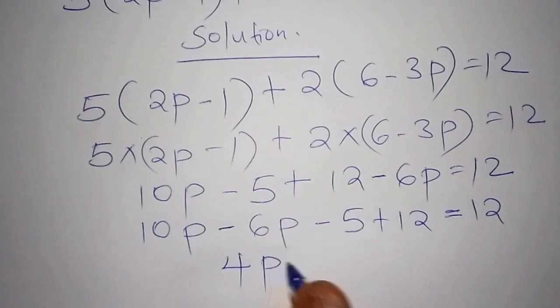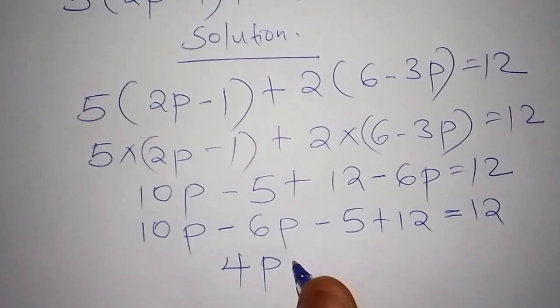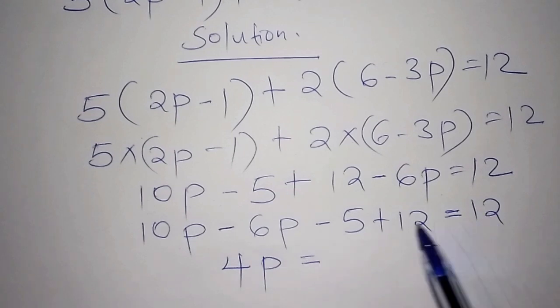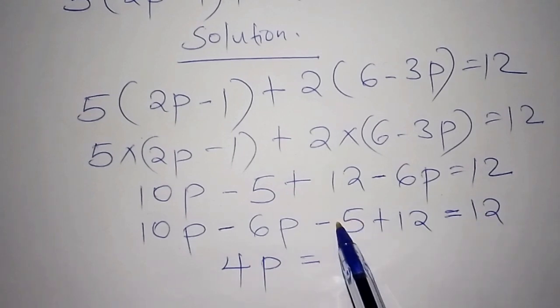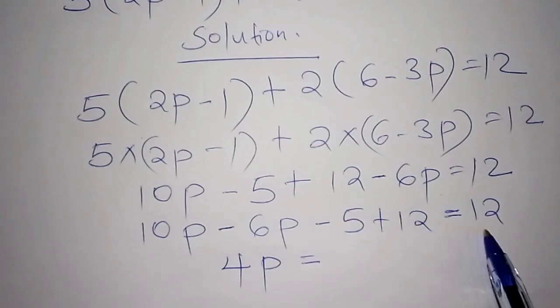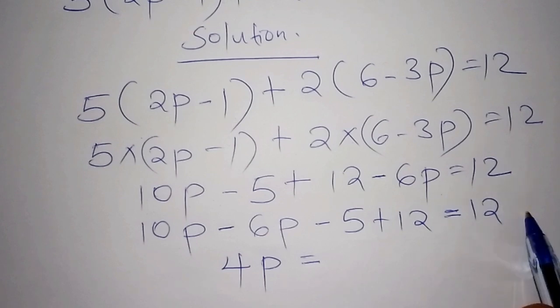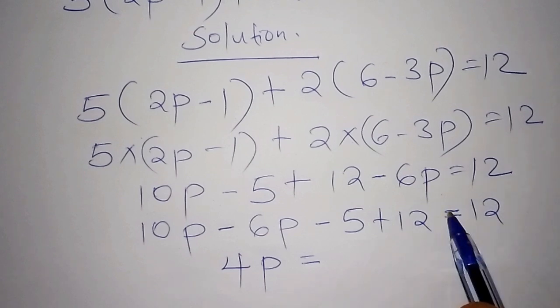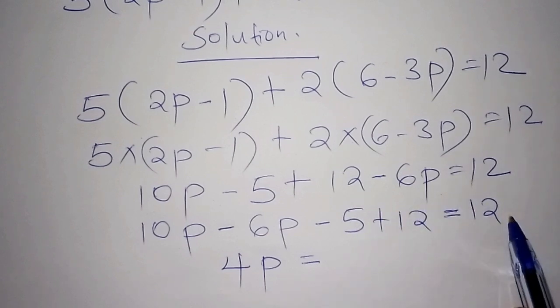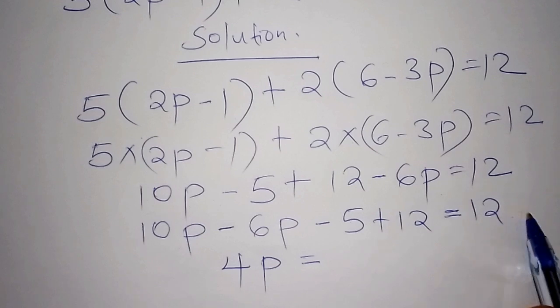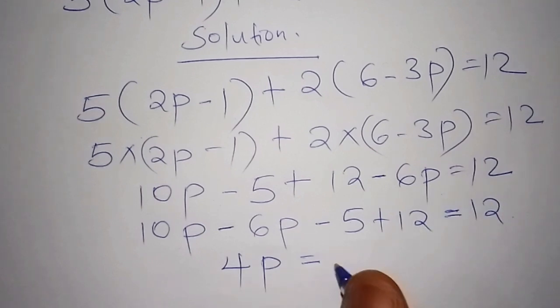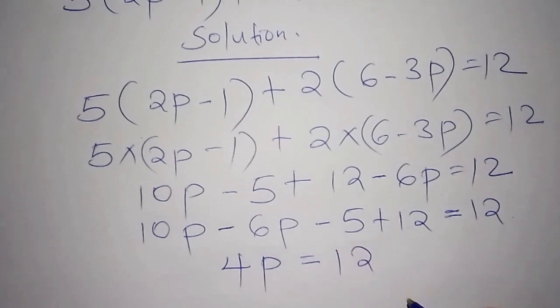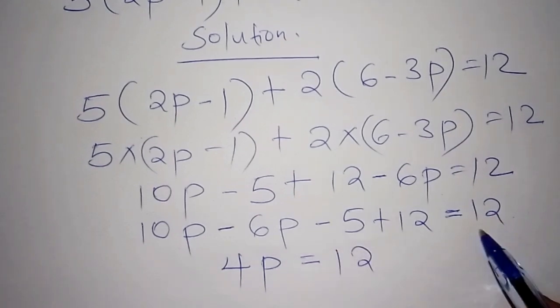So now there, 4p is equal to, so we have to take minus 5 and plus 12 and put them on the other side of the 12. Meaning that we shall carry them over to where the 12 is. So they shall have to cross the equal sign. So this one is equal to 12. So now from there, now we shall have 12.